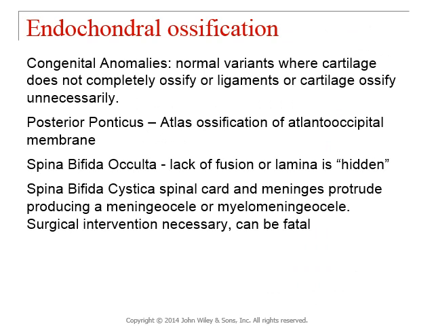So of course, with any kind of process we have in the body, when things go right, they go well. But unfortunately, sometimes things do not go right. So occasionally we'll get some abnormal variants or congenital anomalies, or occasionally we'll have something that actually may be very detrimental to the individual. So in endochondral ossification, sometimes it happens too little, sometimes it happens too much. So congenital anomaly, it will be a normal variant where cartilage does not completely ossify, where ligaments or cartilage ossifies when it shouldn't. So in this case, especially in my kind of practice, I see what's called a posterior ponticus.